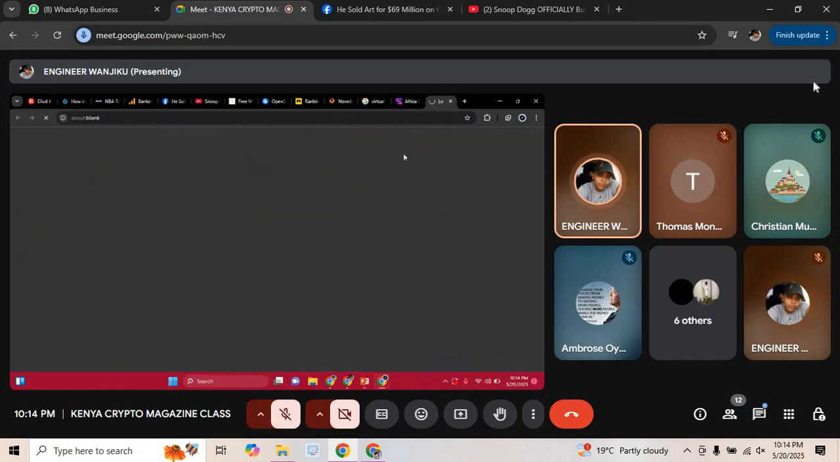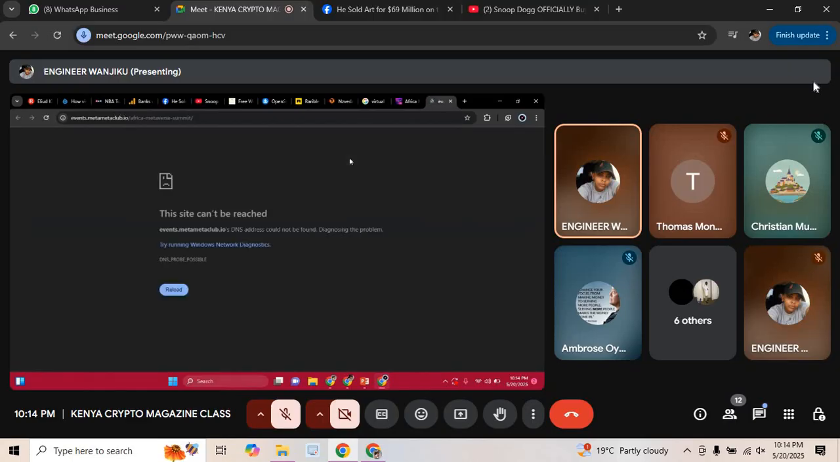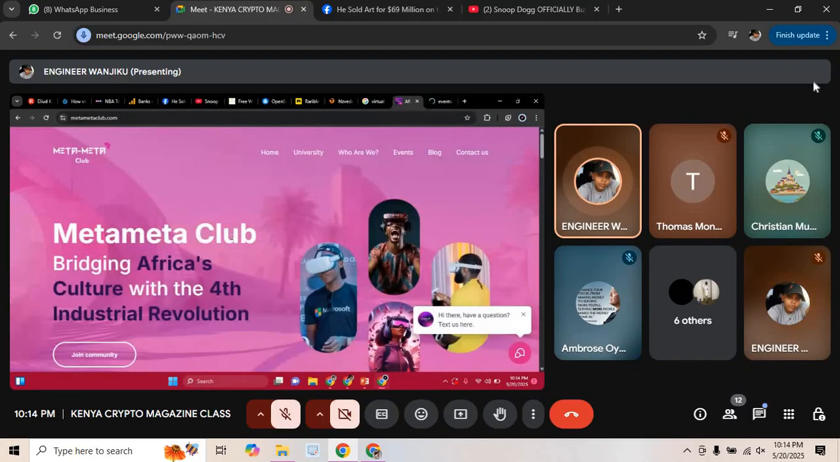Let's see if there's an upcoming event right here. Most of the events are free, and if they charge, it's around 500 shillings. It's not that expensive, but mostly they are free. I don't know why it's not loading, but anyway, this is their website. You can go follow them on Instagram or Twitter, and you'll be able to interact or know better about the metaverse.